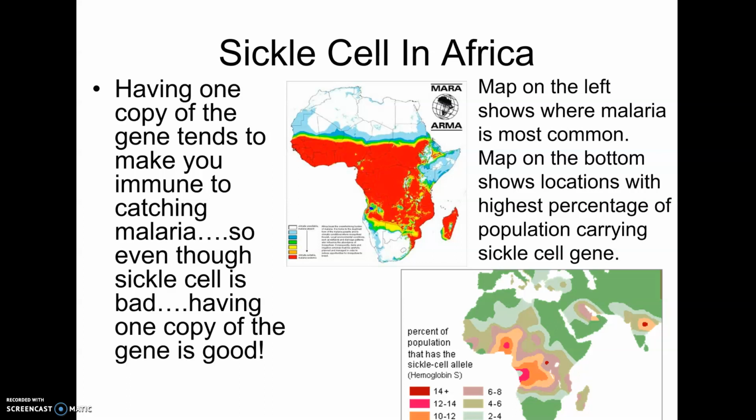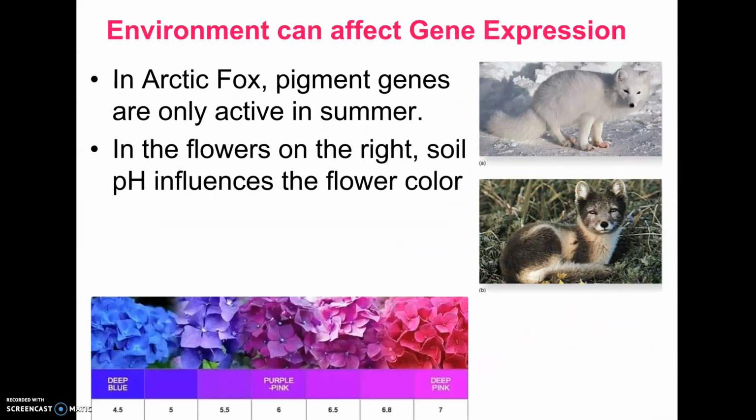And what we find is because it helps them to survive malaria, if we look at a map, the areas where people carry sickle cell genes kind of map out with the areas where malaria is the most common. So it offered a survival advantage, which is very interesting.